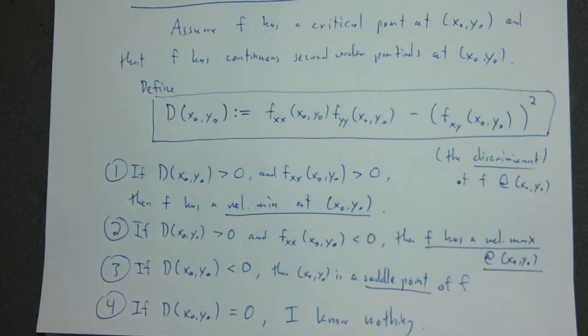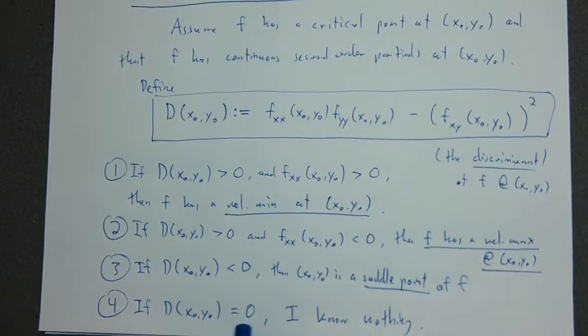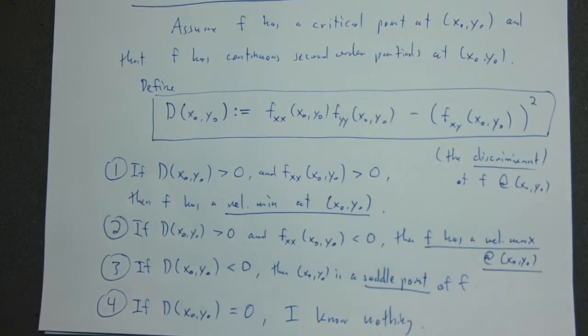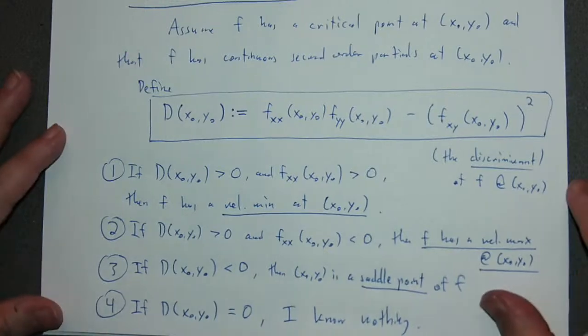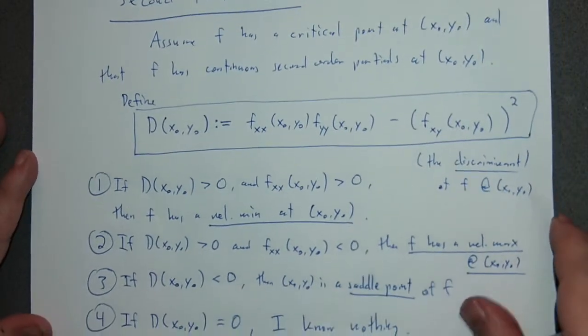In fact, I can show you examples of everything happening here. So relative max can happen when the discriminant is 0. Relative min could happen. Saddle point could happen. Or absolutely nothing could happen. Literally anything could happen in that case. So that's why you have to say that you know nothing there. This is the second partials test.